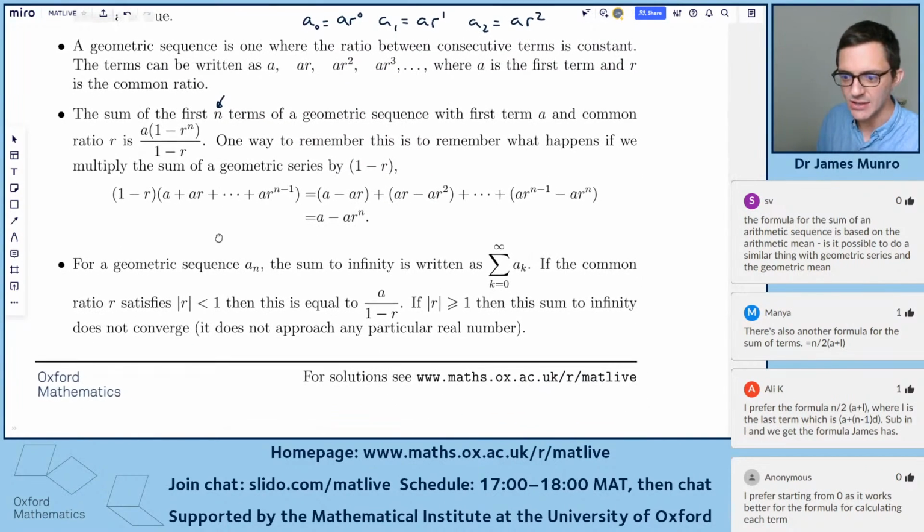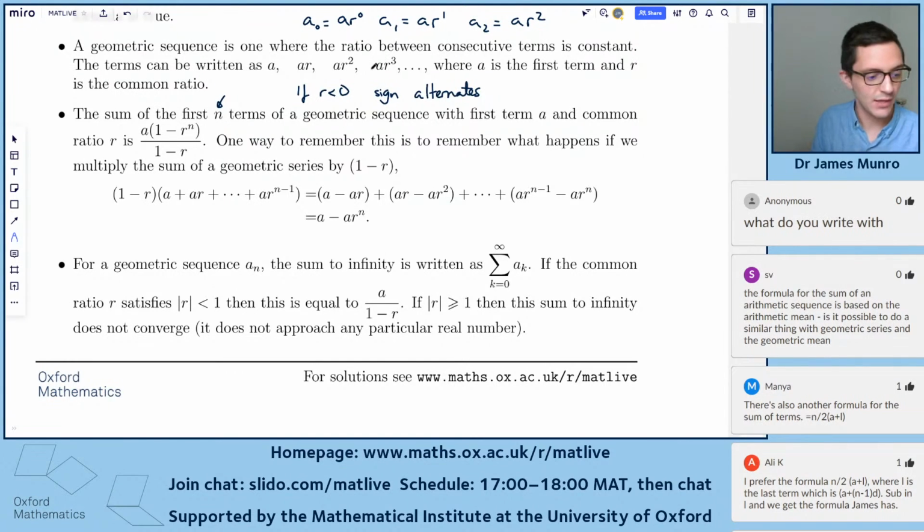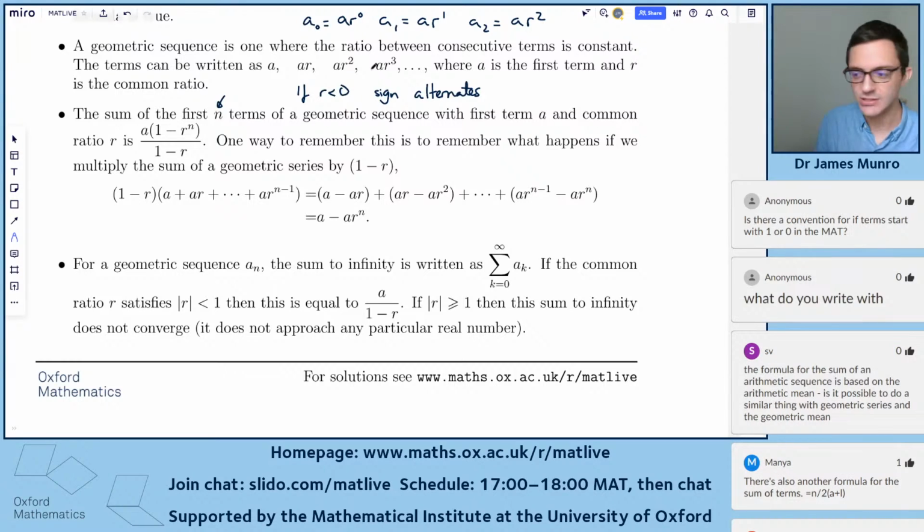The exciting thing is that for a geometric series, you can add up all of the terms, provided that they get smaller. And I mean smaller in the sense that they can change sign, because you can have geometric series where if r is negative, the sign alternates. You get a positive thing, then a negative thing, then a positive thing. If a is negative as well, then you get a negative thing, then a positive thing. The sign alternates backwards and forwards.